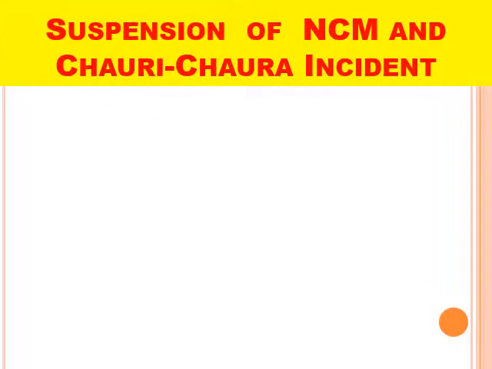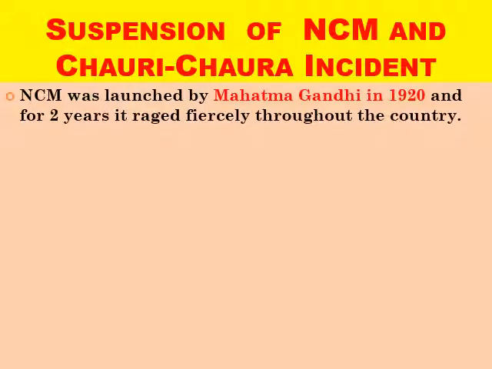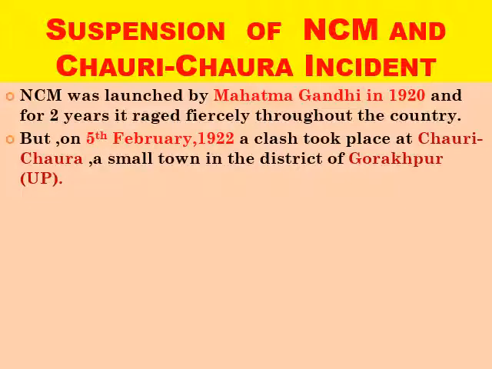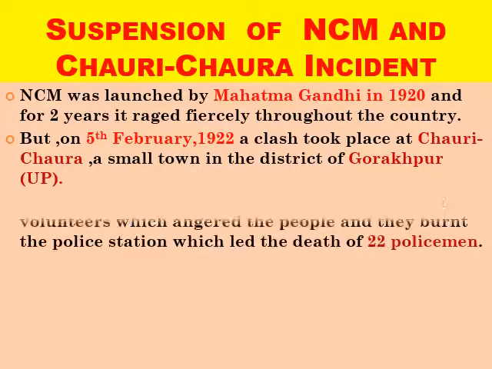Now we will read about the suspension of the non-cooperation movement and the Chauri Chaura incident. This movement was going on at a high pace and the people were very actively participating. But what became the reason that led Mahatma Gandhi to suspend it? Mahatma Gandhi had launched non-cooperation in 1920, and for 2 years it raised a firestorm throughout the country. But on 5th February 1922, a clash took place at Chauri Chaura, a small town in the district of Gorakhpur in UP.